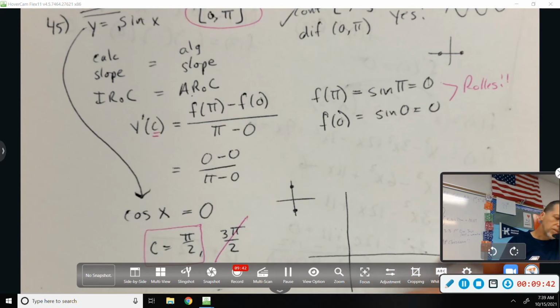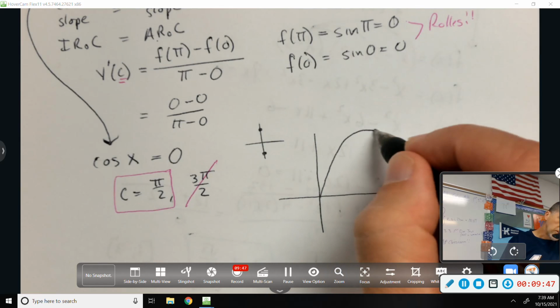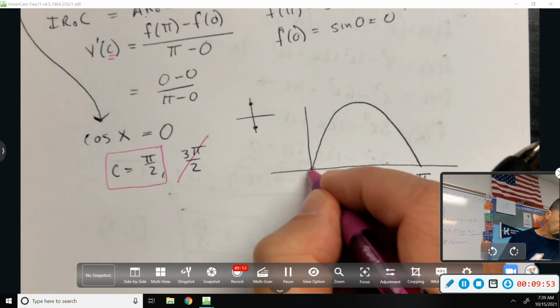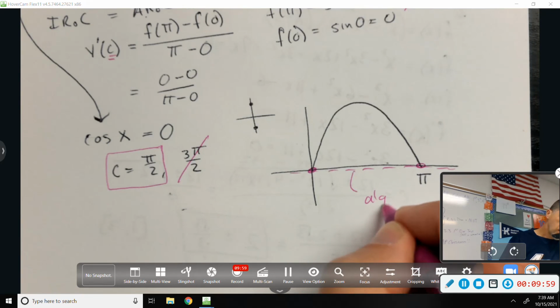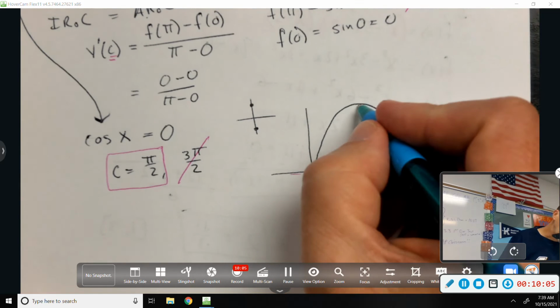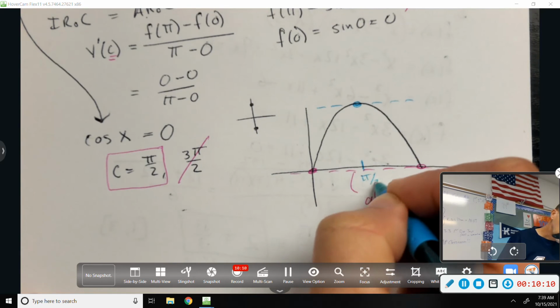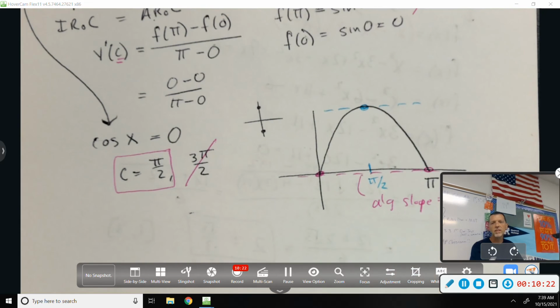Actually, this one would be a good one to visualize because we can graph this. Hopefully you remember what sine of x looks like from 0 to pi. So the average rate of change, there's our algebra slope, equals 0, and the instantaneous slope equals 0 right there at pi over 2. So we almost could have done this problem graphically. That's not really what we wanted to do, but we could verify it graphically anyway because it's simple enough to know what the picture looks like and to find the pieces.